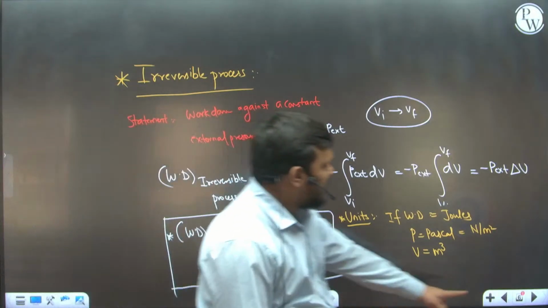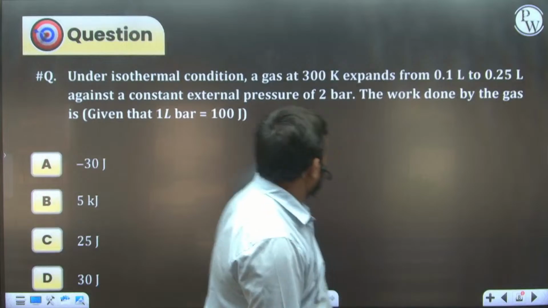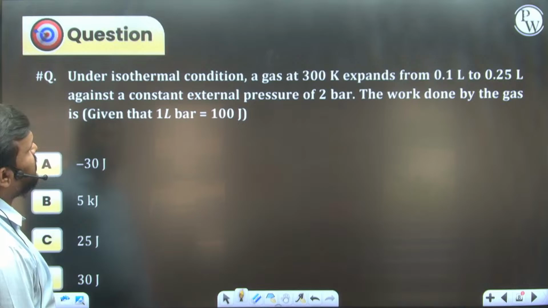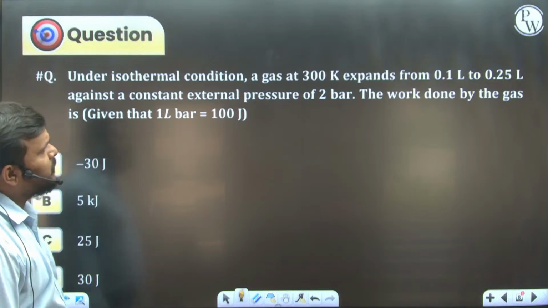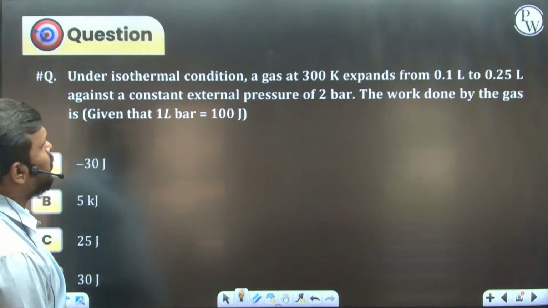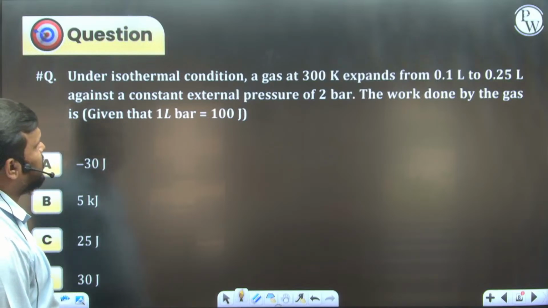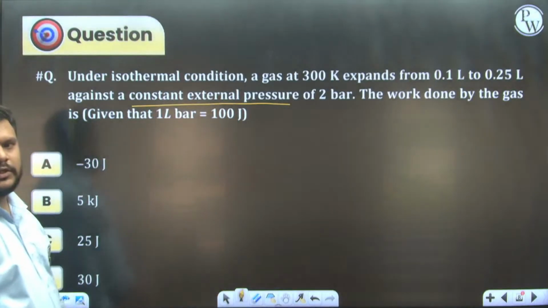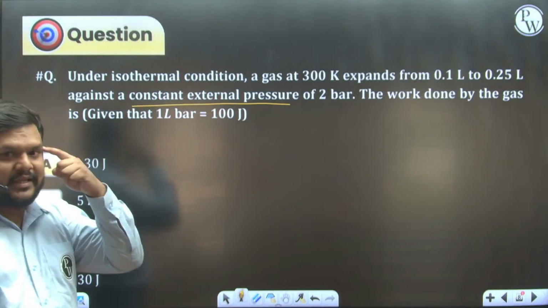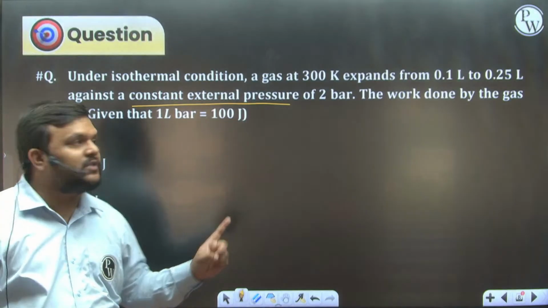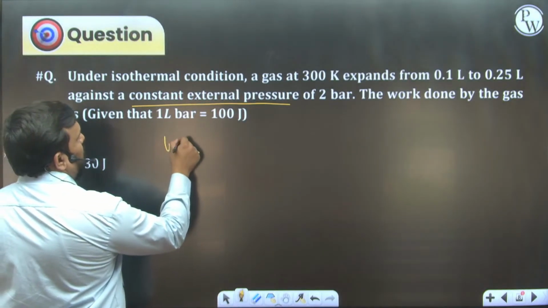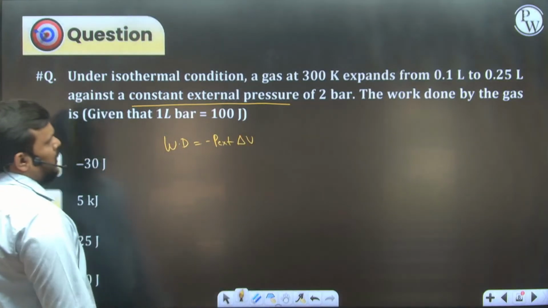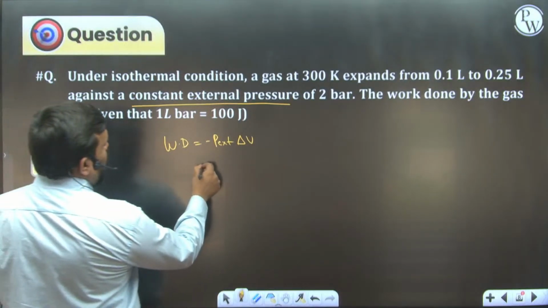As you can see, they have asked a question in the NEET examination. Let us see what they asked. Under isothermal condition, a gas at 300 Kelvin expands from 0.1 liter to 0.25 liter against a constant external pressure of 2 bar. Looking at this, you must think this is an irreversible process, and the work done will be minus P external delta V.